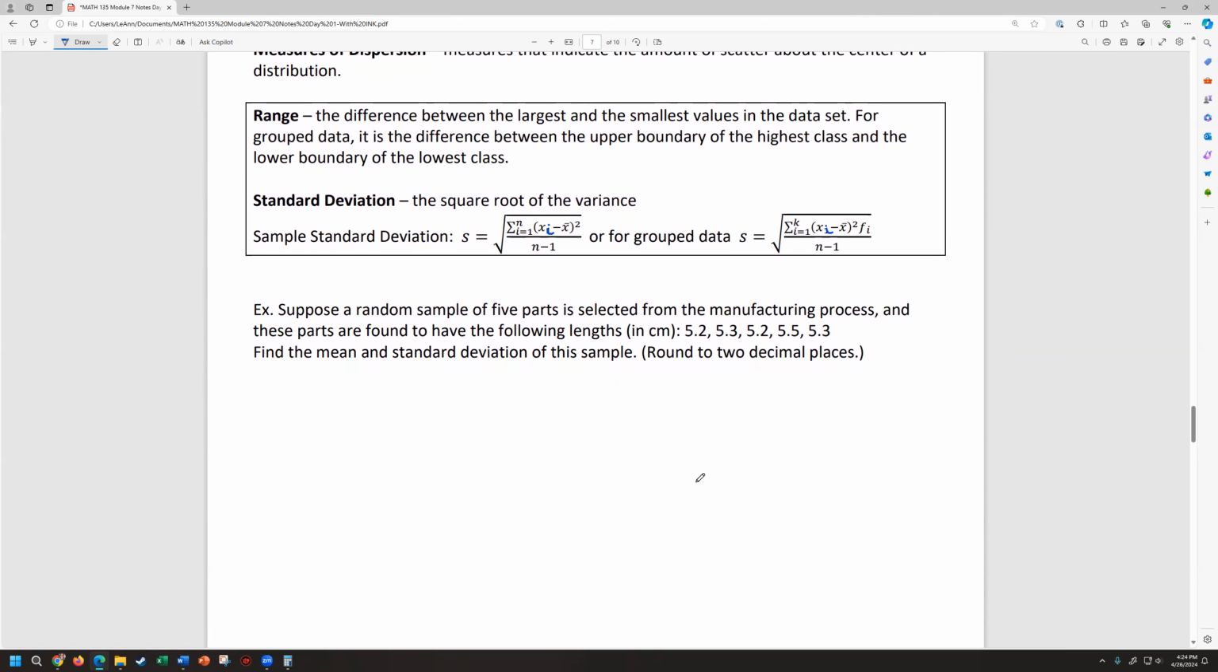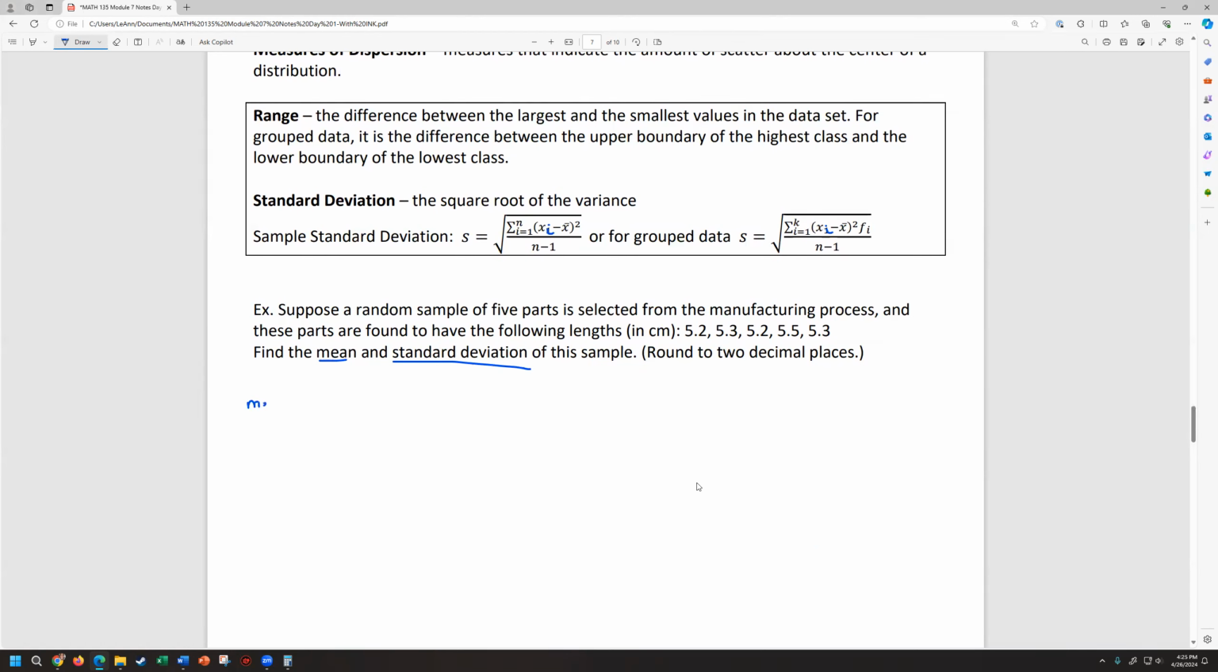So suppose a random sample of 5 parts is selected from a manufacturing process, and these parts are found to have the following lengths in centimeters: 5.2, 5.3, 5.2, 5.5, and 5.3. Find the mean and the standard deviation of this sample, because like I said, you have to have the mean or you can't find the standard deviation.